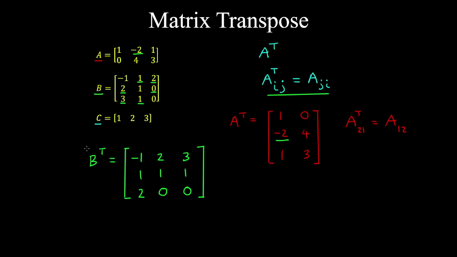And the transpose of our matrix C with a single row, which is a row vector, becomes a column vector. So we have the entry in row 1 column 1 being the same, and the entry in row 1 column 2 becomes the entry in row 2 column 1 in our transpose. And the entry in row 1 column 3 becomes the entry in row 3 column 1 in the transpose.